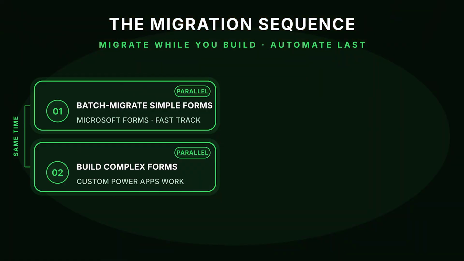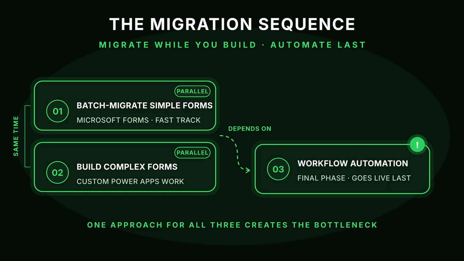The implementation sequence starts with a pilot group of simple forms to validate your Microsoft Forms configuration and migration process. This establishes your template and identifies any organizational change management requirements. Then, batch migrate your simple forms while your development team begins custom Power Apps work for complex forms. Complete workflow automation as the final phase because it often depends on the other platforms being operational.